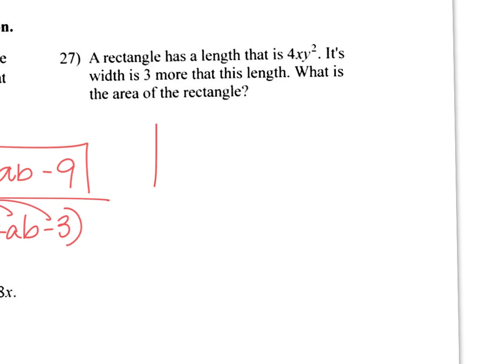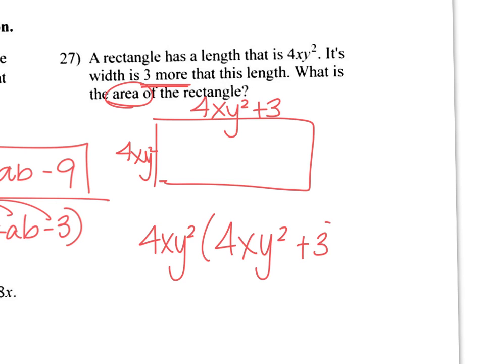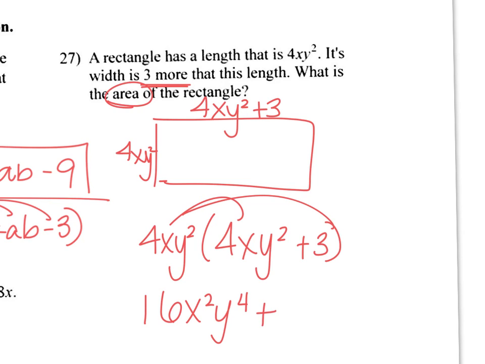Question 27 says I've got a rectangle with a length that's 4xy squared and a width that's 3 more than that. Remember, 3 more means to add, so that's 4xy squared plus 3. When we find the area, we have to multiply, so that's 4xy squared times 4xy squared plus 3. When we multiply here, we get 16x squared y to the 4th. Remember, when you multiply, you're going to change the exponents, plus 12xy squared.